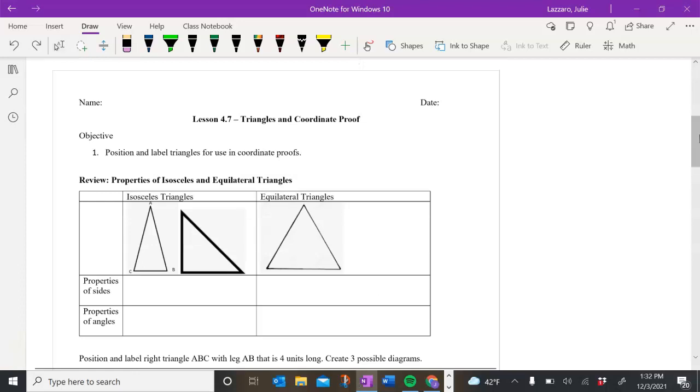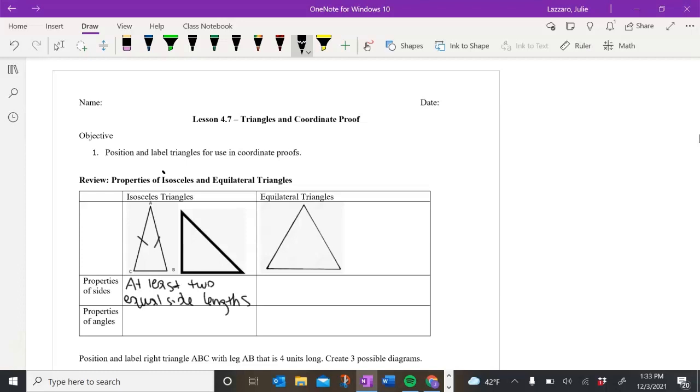So, an isosceles triangle is a triangle that has at least two equal side lengths. What happens if it has three equal side lengths? No problem. We would just also call this triangle equilateral. But again, for now, if it has two equal side lengths at least, it's an isosceles triangle.